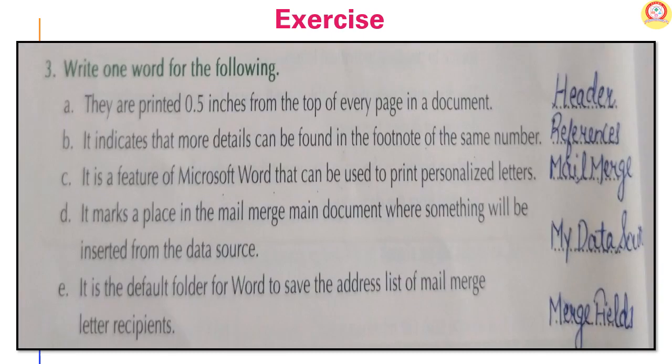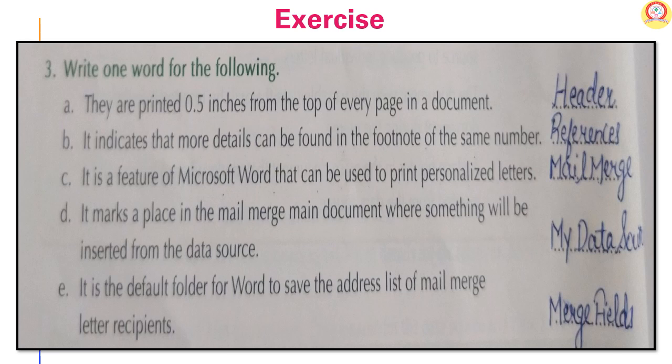Question 3. Write one word for the following. A. These are printed 0.5 inches from the top of every page in a document. That is a header. B. It indicates that more details can be found in the footnotes of the same number. References. Okay, children? C. It is a feature of Microsoft Word that can be used to print personalized letters. So what will come? Mail merge.